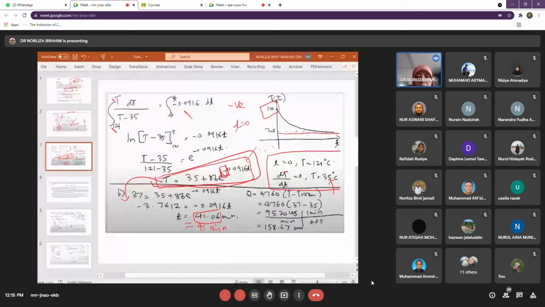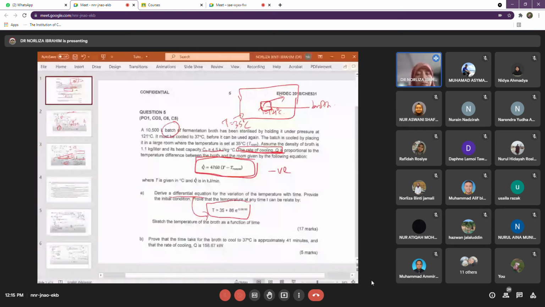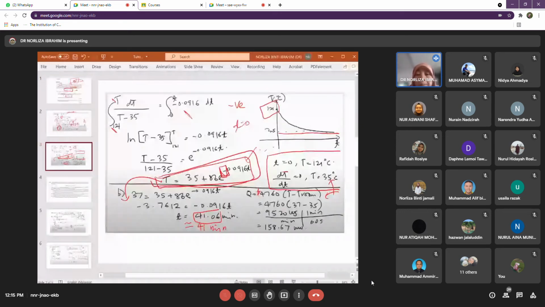And the Q required. So the Q required is the rate of cooling. Okay, it's up to you whether you want to put positive or negative. Because the question already mentioned the rate of cooling. Okay, rate of cooling means release. So the value is 158.67, but the sign is negative. So up to you whether you put positive or negative. But to calculate, you just put in here and then put the final temperature, the room temperature, and convert it to kilowatt, and then you got this 158.67. So that's it. Okay. So any question for the first one?